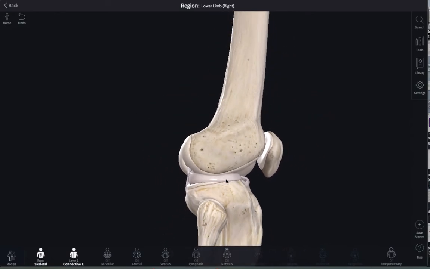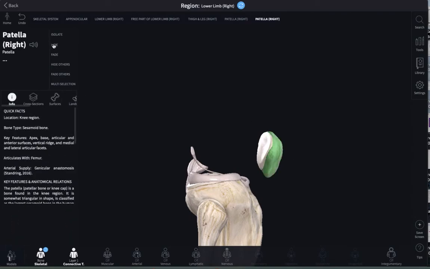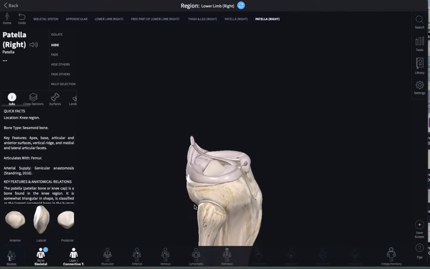If we remove the femur and we look at the joint from the lateral side, we can have a good look at the anterior cruciate ligament. We can see how the anterior cruciate ligament prevents the femur moving backwards on the tibia. The femur is attached at the top here, and therefore is unable to move backwards from the tibia. This prevents anterior dislocation of the tibia on the femur.